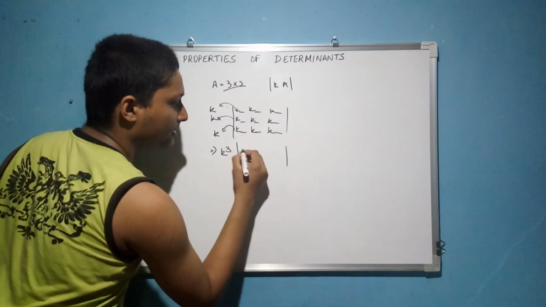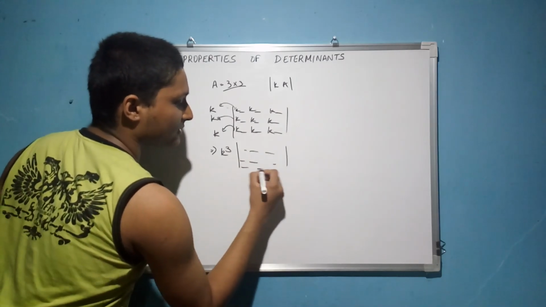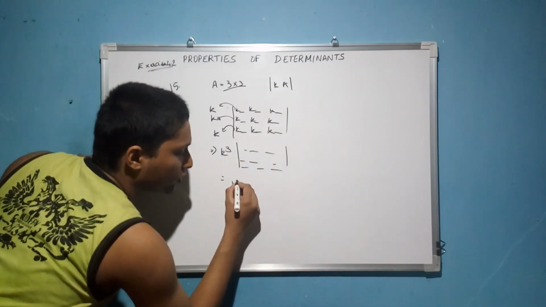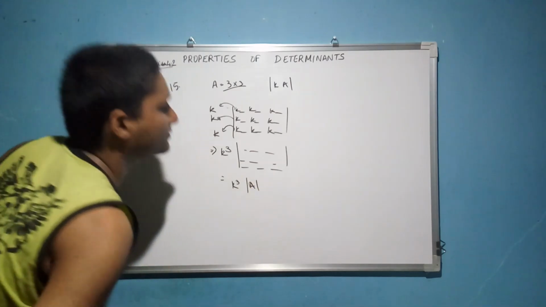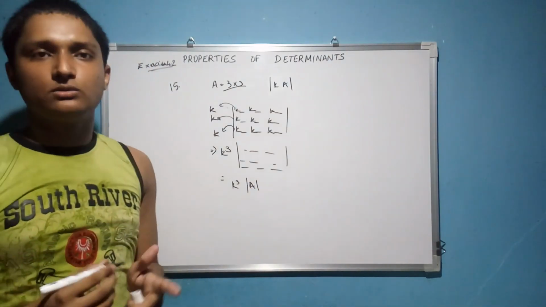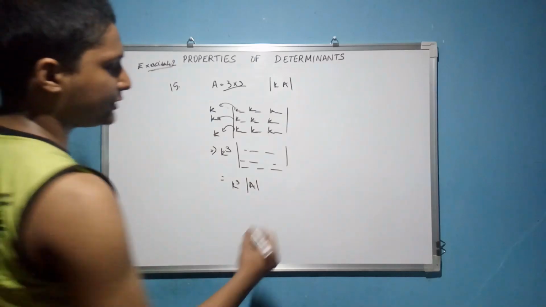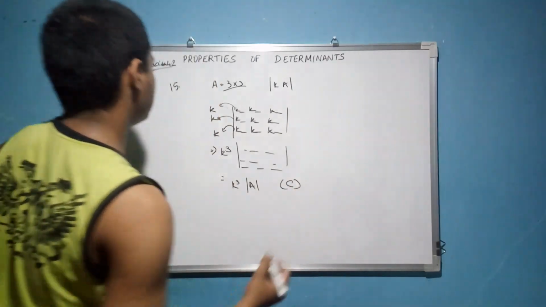K cube into that particular determinant, wherever it is. Therefore, it is k cube into determinant of A, not simply k into determinant of A. Therefore, it is going to be option C.